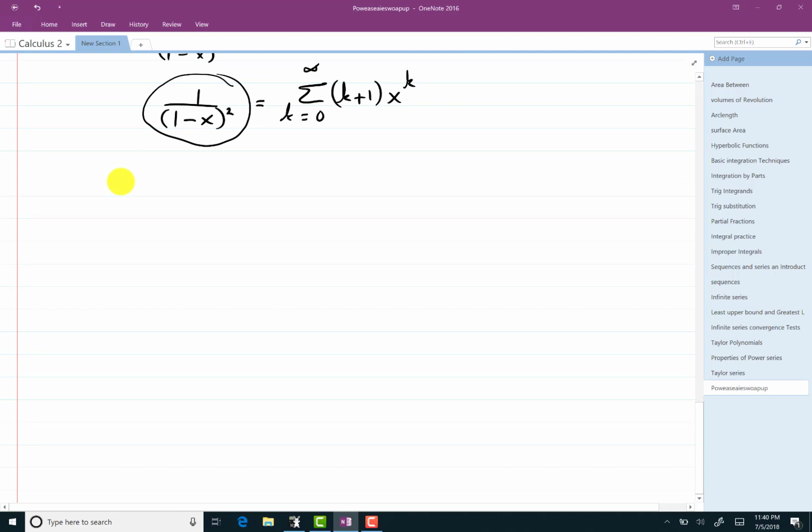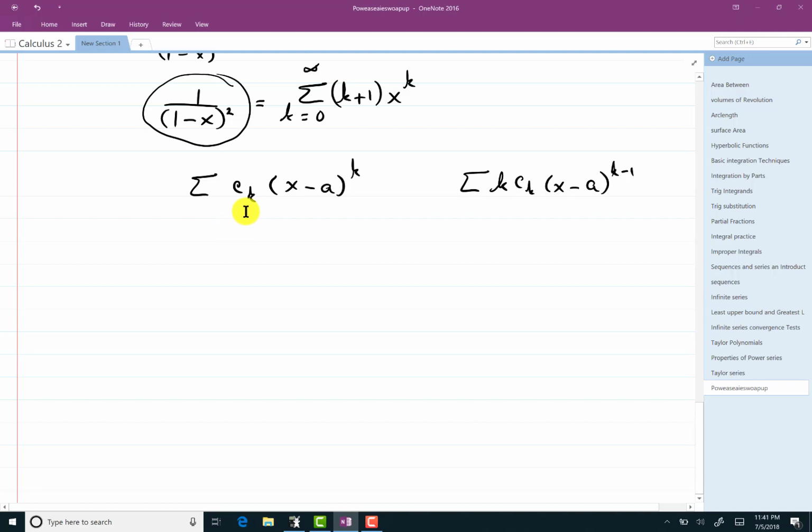And here's a good question too. Take a look at this series, c sub k times x minus a to the k. The differentiated version of the series will look like k times c sub k times x minus a to the k minus 1.